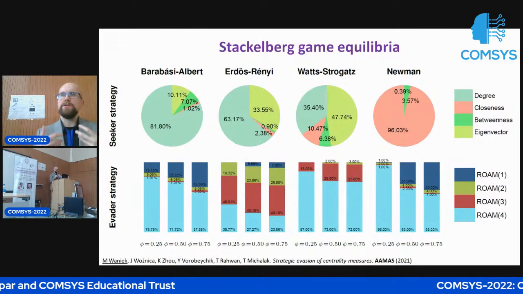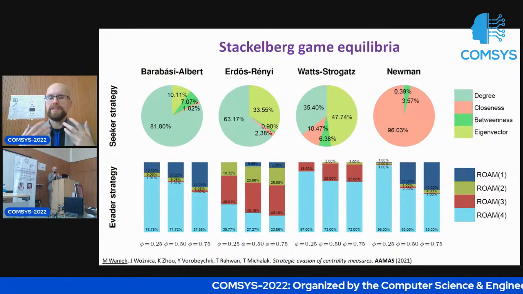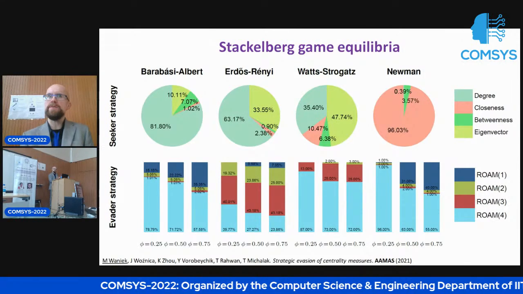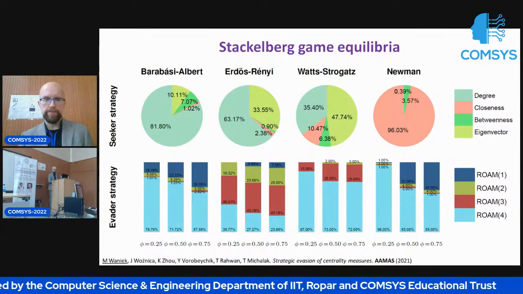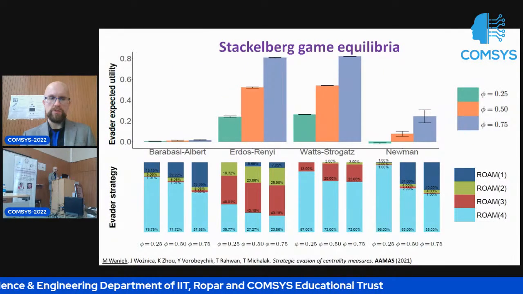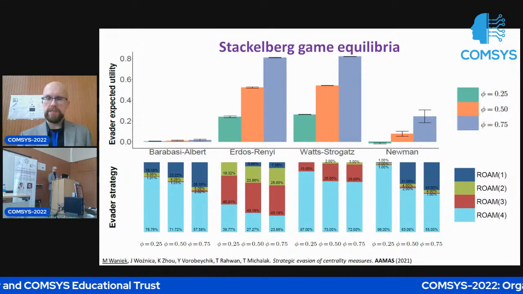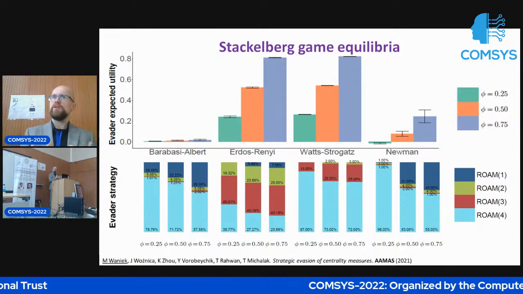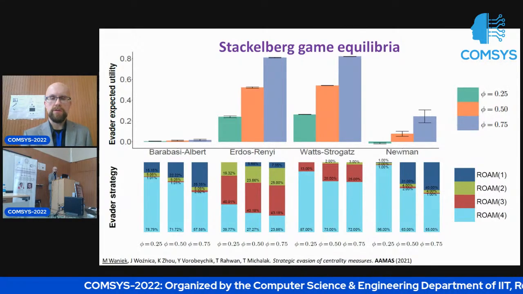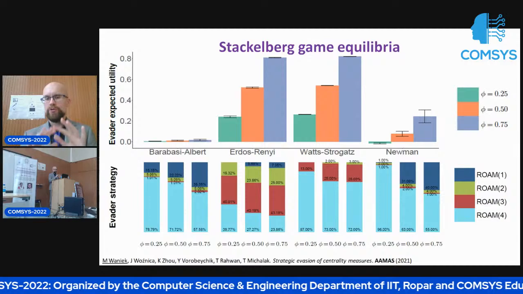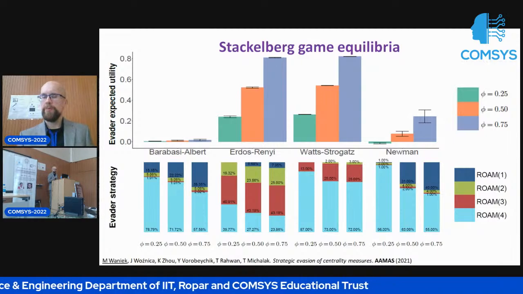However, from the side of the seeker, the composition of their strategy changes significantly. Which centrality is the best for the seeker highly depends on the network structure under consideration. And we might also want to take a look at the expected utility of the evader. Here we can see that if I have greater phi, so if I am more interested in staying hidden, I can actually, in most cases, achieve greater expected utility. So if I want to stay hidden in the network, as opposed to staying more influential, I can be happier in the Stackelberg game.